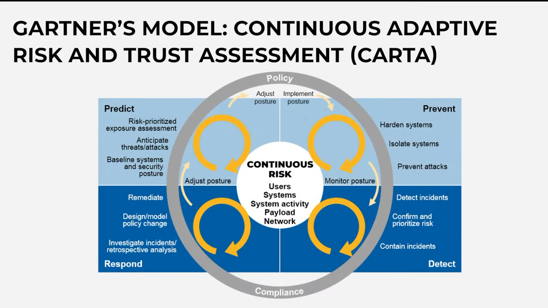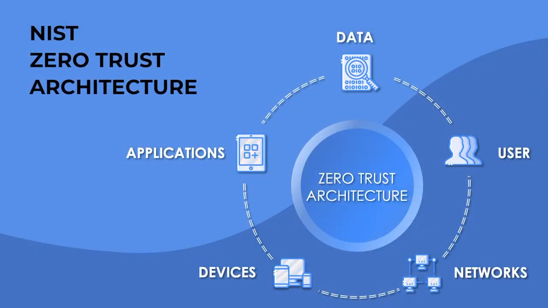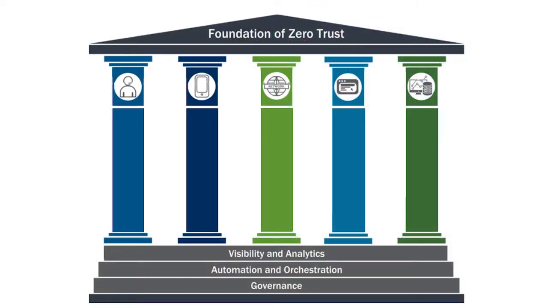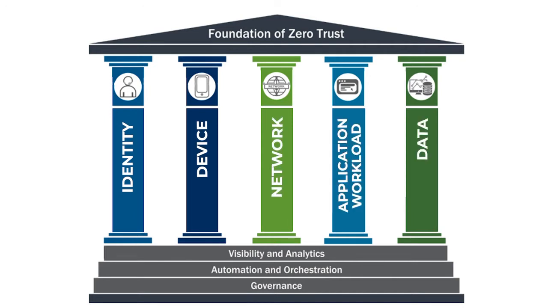Gartner's model, Continuous Adaptive Risk and Trust Assessment, or CARTA, puts continuous risk at the center of their model as it pertains to users, devices, applications, and data workload. NIST has published a Zero Trust architecture document, which includes key principles as well as deployment models. Finally, the CISA Zero Trust maturity model represents implementation across 5 distinct pillars, where minor advancements can be made over time towards optimization. The pillars include identity, device, network, application workload, and data.